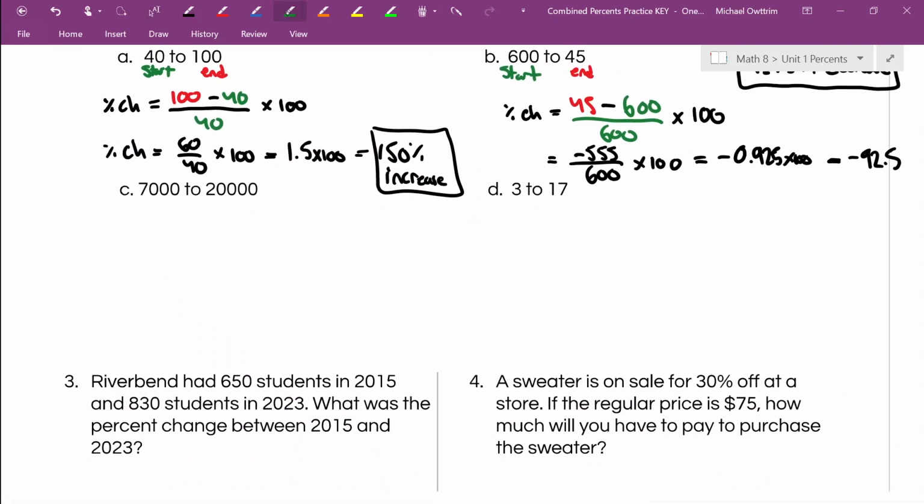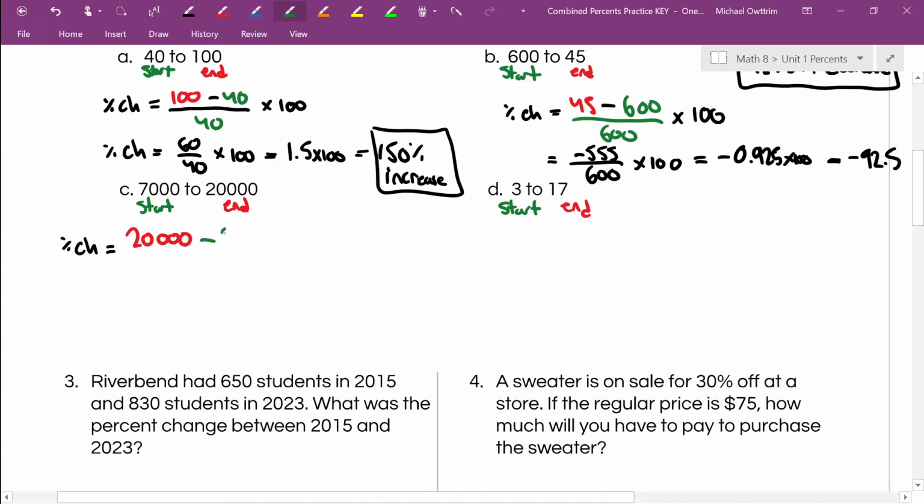Okay, similar in the next questions. Again, we've got our start, and our end, and we can fill those into our formula for percent change. It's going to be our end number, 20,000, take away our start number, 7,000, divide by our start, and then times 100. When we do this, 20,000 take away 7,000 will give us 13,000 out of 7,000.